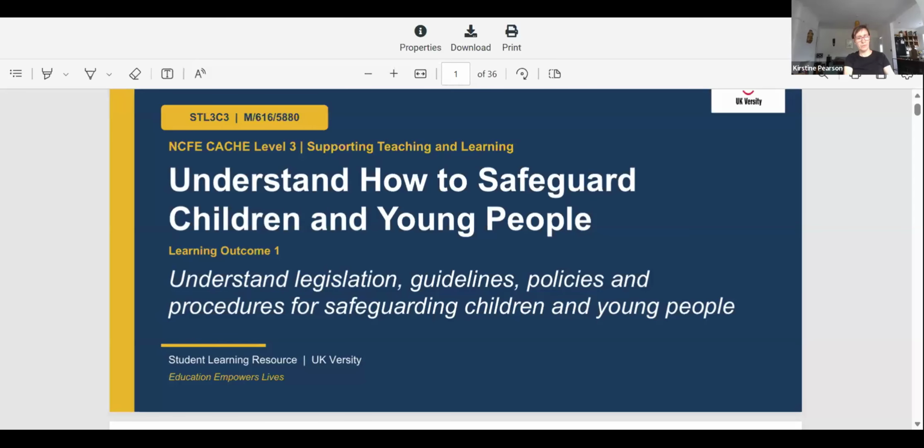So the unit that we're doing is Supporting Teaching and Learning Level 3, and it's understanding how to safeguard children and young people. We've got 5 learning outcomes, and I'm going to go through them quite quickly because they're quite big learning outcomes, each one.